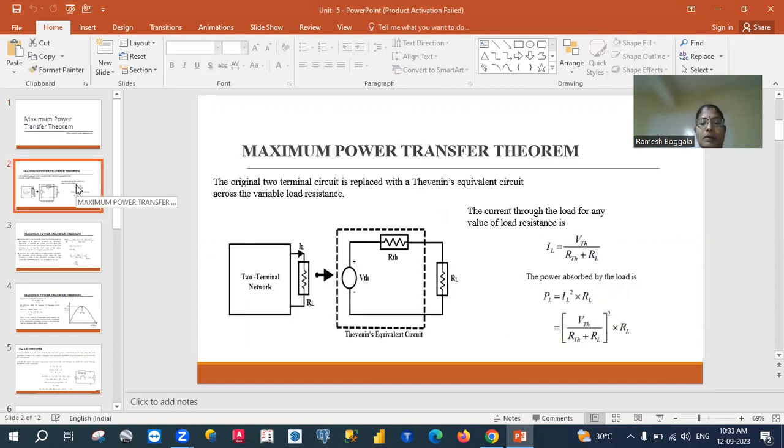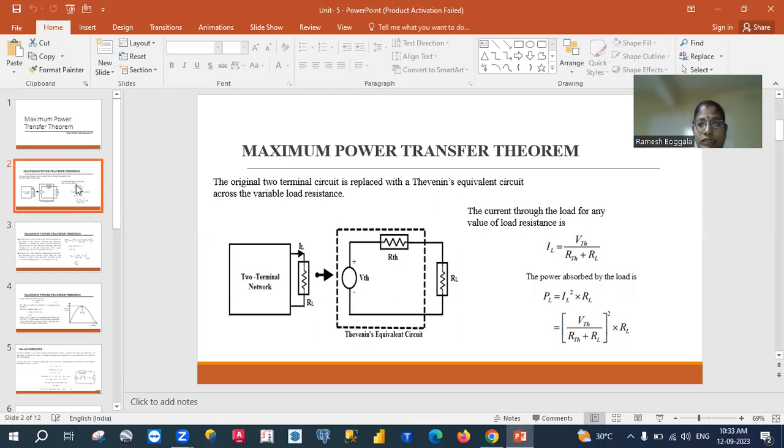What is meant by the maximum power transfer theorem? The original two terminal circuit is replaced by its Thevenin equivalent circuit across the variable load resistance. So that network or circuit can be converted into the equivalent circuit. In that equivalent circuit, you have one VTH voltage source, one RTH resistance, and one more resistor, that is the load resistance.